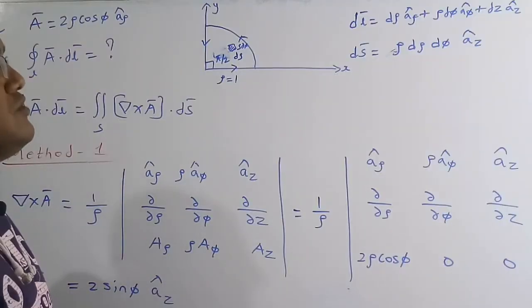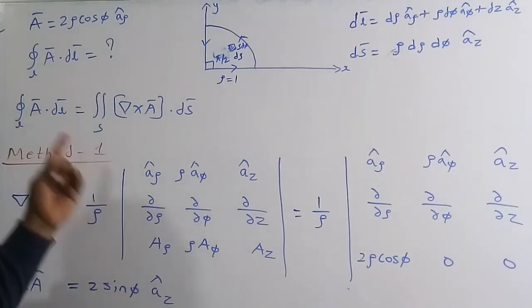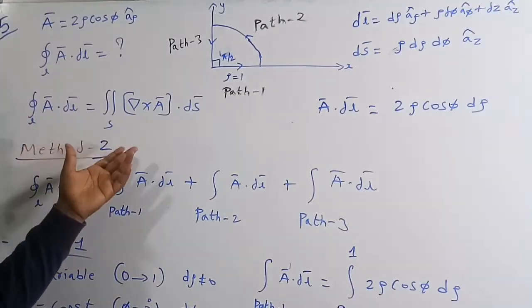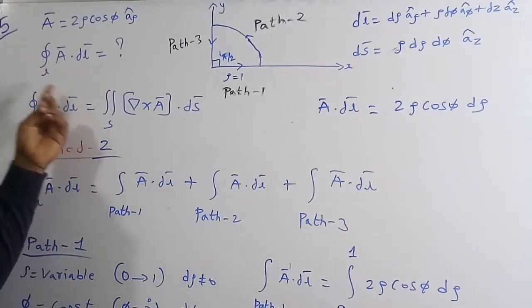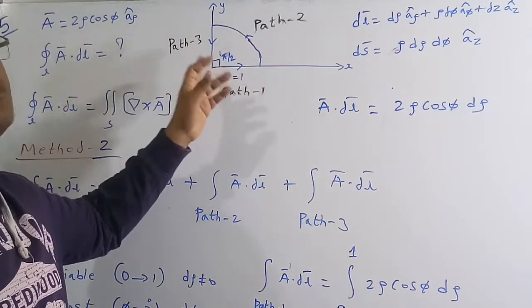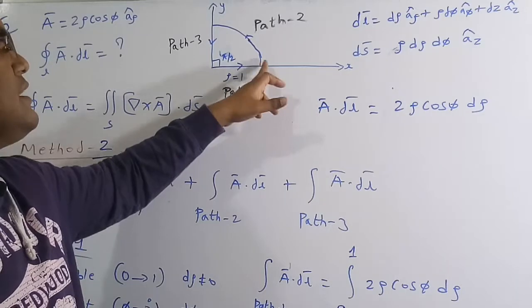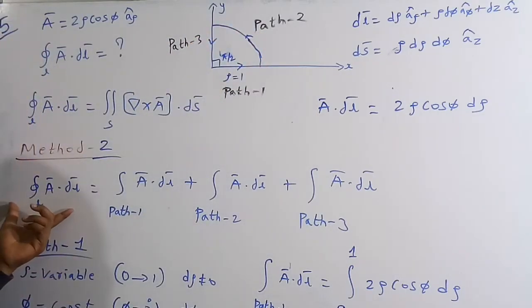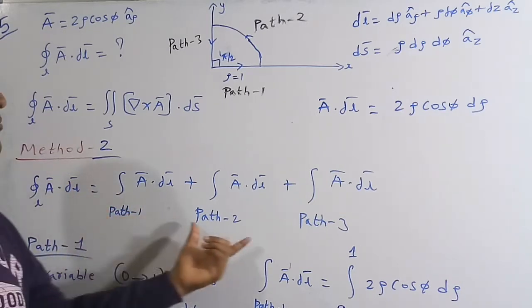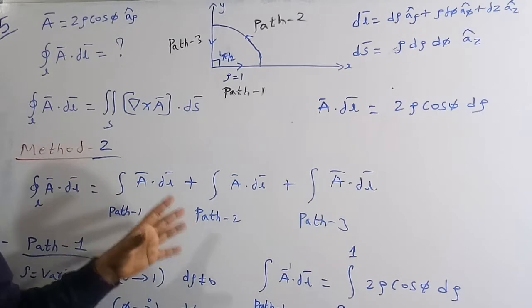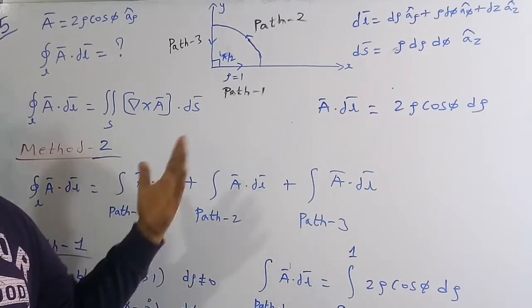So now let us do this question by solving the LHS, which is method 2. Now we are going to solve this by the second method, which is the closed integral of a bar dot dl bar. I am going to split this total closed curve into 3 paths. The path 1 is from here, the path 2 from this path, and this is the path 3. So the overall closed integral is divided into 3 parts, path 1, path 2 and path 3. I have to go through each path and then add the results to get the final solution.